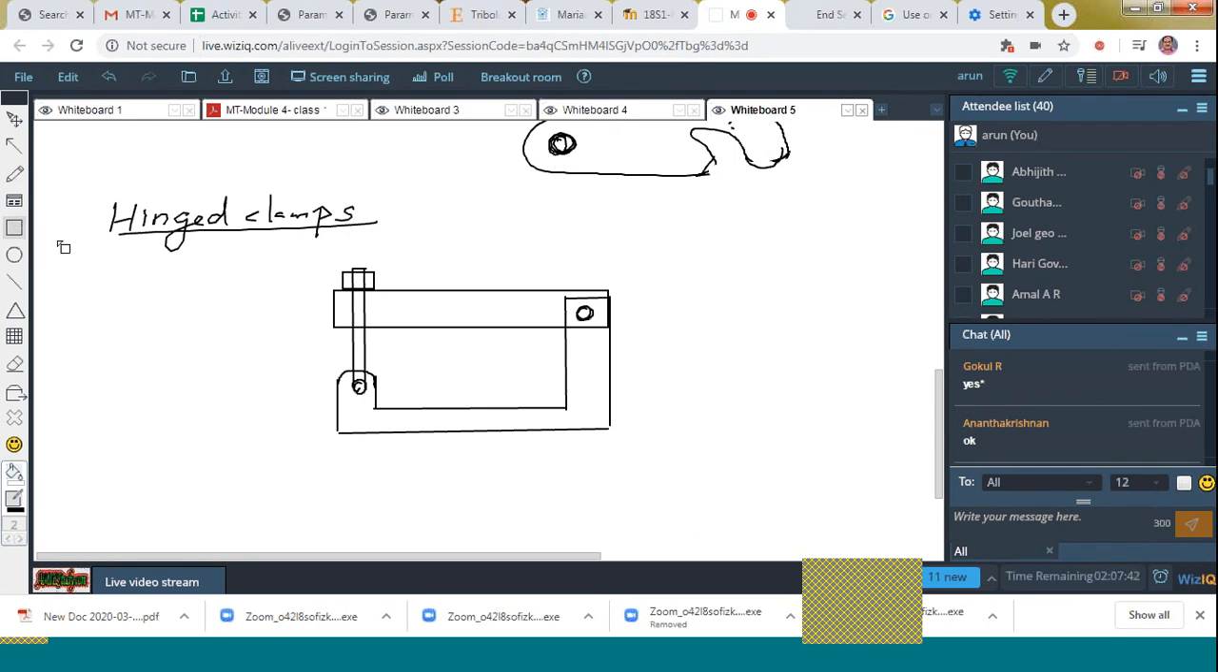The workpiece is kept in between these two items and it is locked by means of a stud, which is also locked by means of a hexagonal nut. So here, this is the workpiece. Here is the strap. Here is the hinge. And here, this is what we call the hinged bolt. Okay. So what will happen while dismantling?